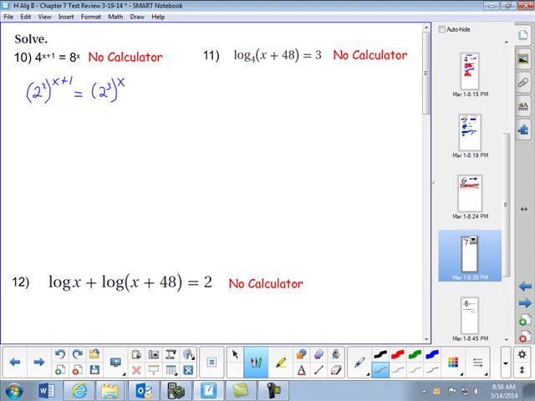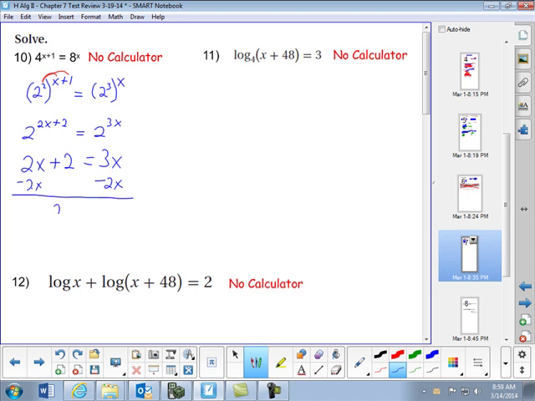Okay, on this one, you have to distribute that 2. So power over power, you multiply. You get 2 to the 2x plus 2 equals 2 to the 3x. So same bases, you know that 2x plus 2 has to equal 3x. This is a linear equation. Subtract 2x.